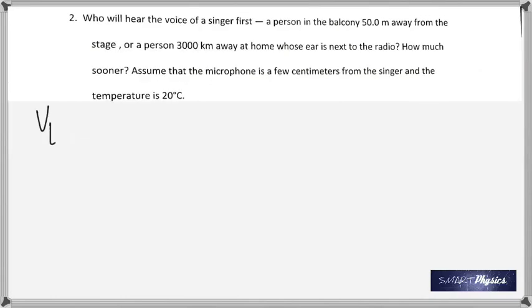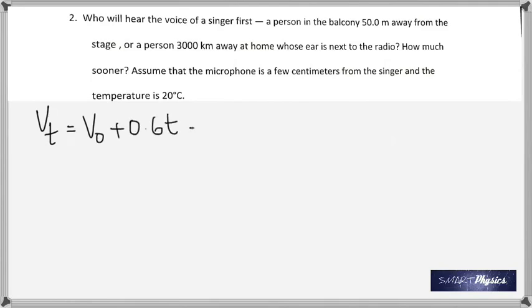In the second one, who will hear the voice of a singer first? A person in the balcony 50 meters away from the stage, or a person 3,000 kilometers away at home whose ear is next to the radio? And how much sooner? Assume that the microphone is a few centimeters from the singer and the temperature is 20 degrees Celsius. What you got to understand is that the person in the balcony hears a sound as sound travels to him, and so it travels at the speed of sound. But the person who is 3,000 kilometers away is listening to his radio, so it's electromagnetic waves that reach him, and they move considerably faster.